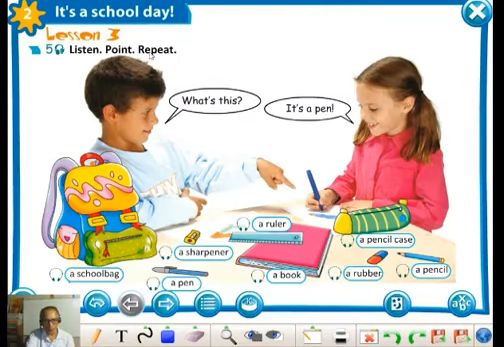Escucha, señala y repite. A school bag. A sharpener. A pen. A ruler. A book. A pencil case. A rubber. A pencil.